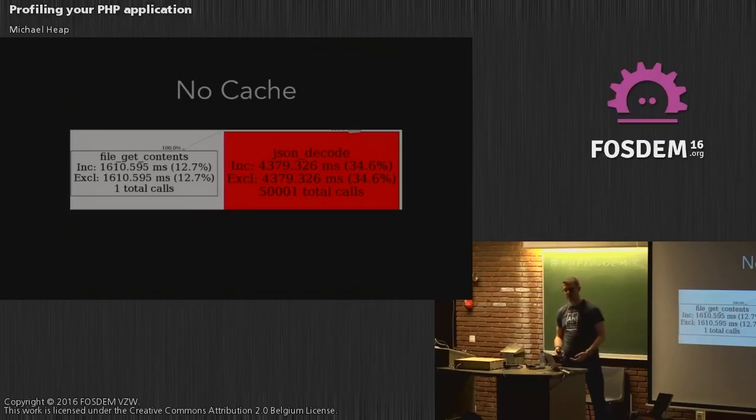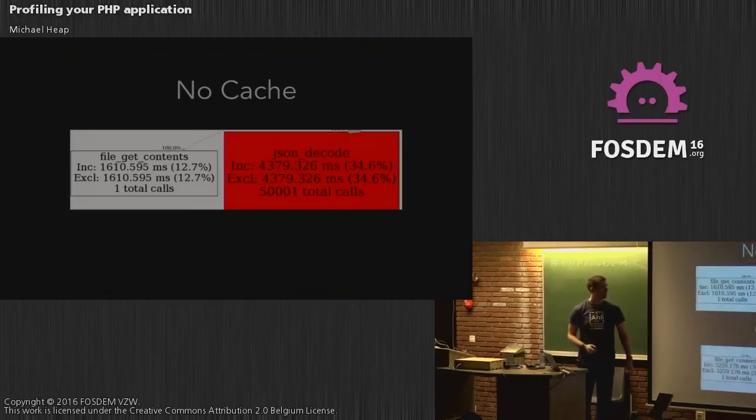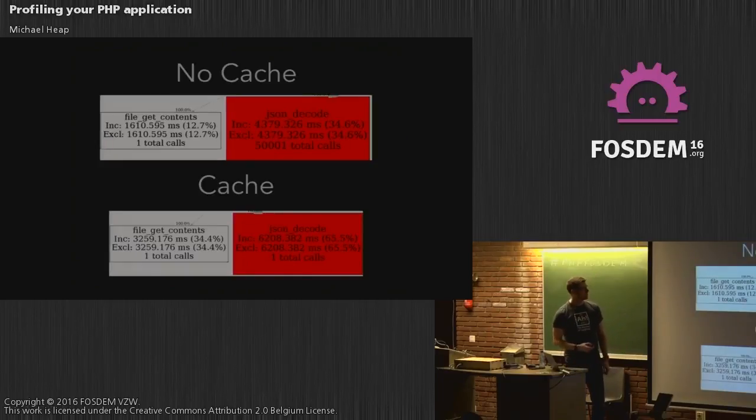To prove it, I commented out the line that loads the cache, profiled it with XHProf, then enabled the cache and profiled it again. And these are the values that I came out with. Without the cache, JSON decode took 4.3 seconds. That's running JSON decode 50,000 times, compared to running it once with a much larger input string, which took 6.2 seconds.